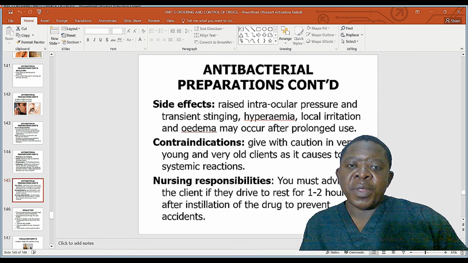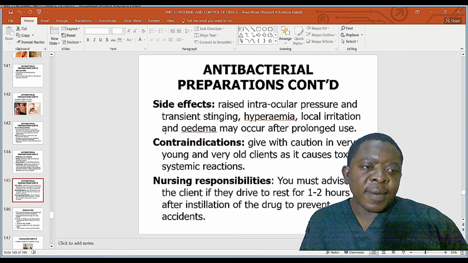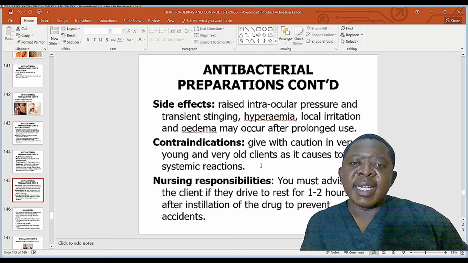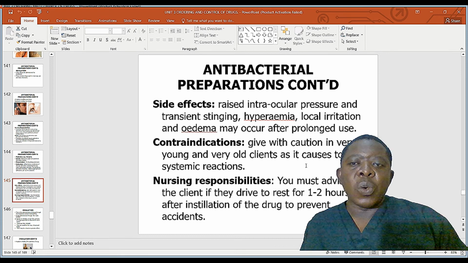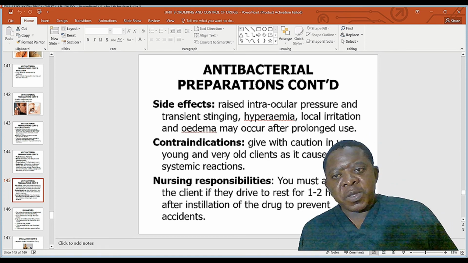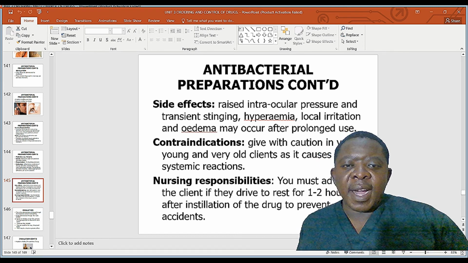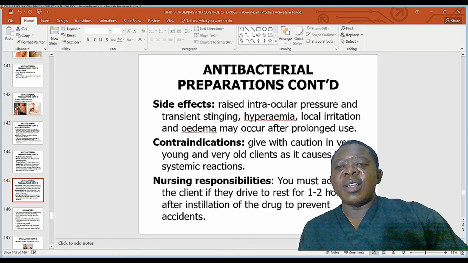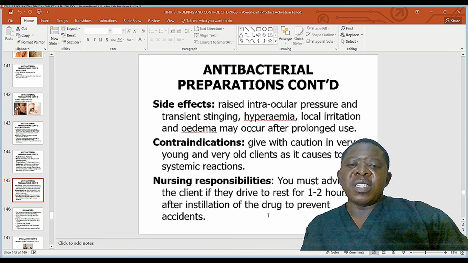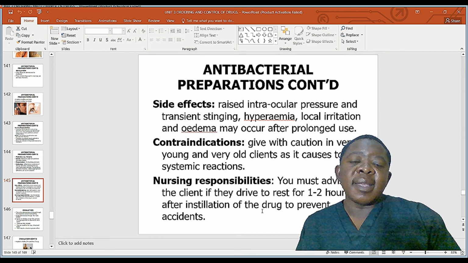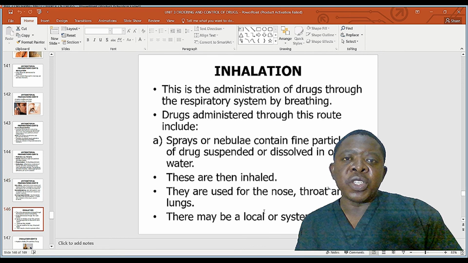The contraindication of this drug is that it should be given with caution in very young and very old clients, as it causes toxic systemic reaction. Nursing responsibility is that you must advise the client, if they drive, to rest for 1 to 2 hours after instillation of the drug. This is to prevent accidents, as more light is entering the eye and that will disturb perception.